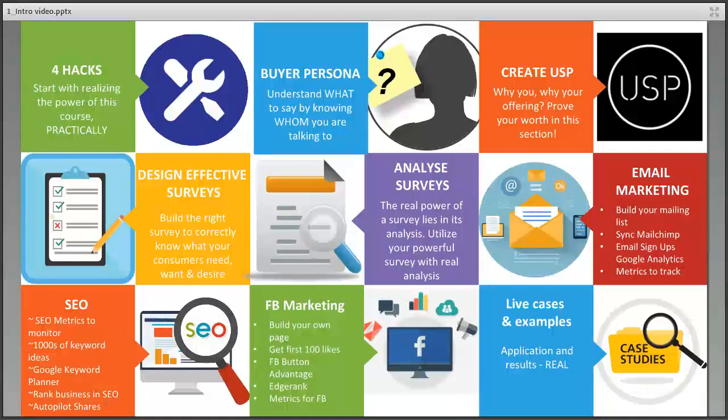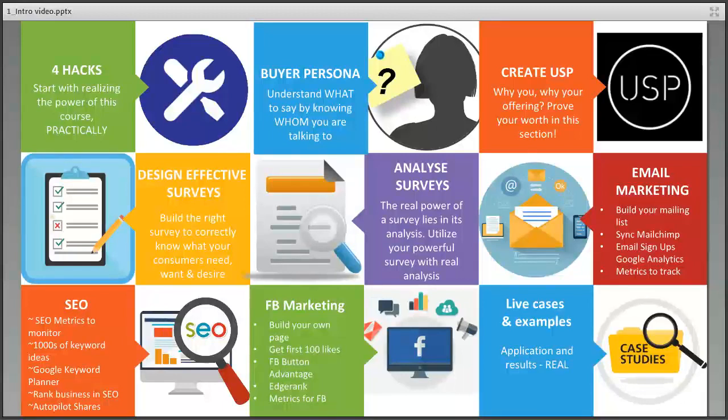We're also going to discuss how to maximize the value of Google Keyword Planner. We're going to help you rank your business in SEO, and we are going to understand how you can create content with such powerful keywords that you gain autopilot shares, which means once you publish any content, it is shared on autopilot by multiple people across various social media platforms.